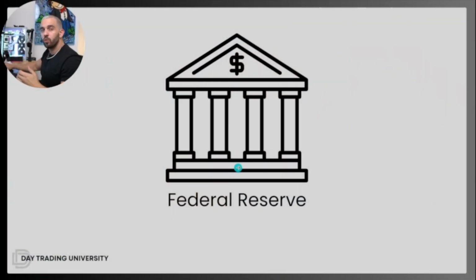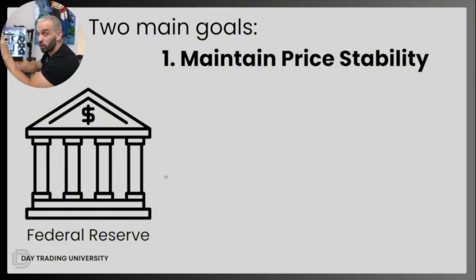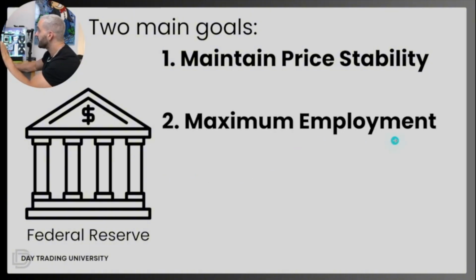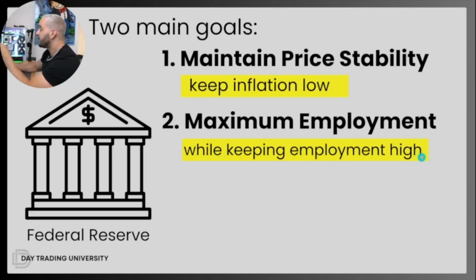Now, the Federal Reserve is what we call a central bank, which is basically just a bank for a country. The biggest difference between the Federal Reserve and, say, like a regular institutional bank would be that the Federal Reserve can actually create currency. It can print new money. And if you look on the Federal Reserve's websites, you'll see that they have 2 main goals. The first one says maintain price stability, and the second one says maximum employment. Now, these 2 things can be translated into keep inflation low while keeping employment high. And this is the goal of the Federal Reserve.